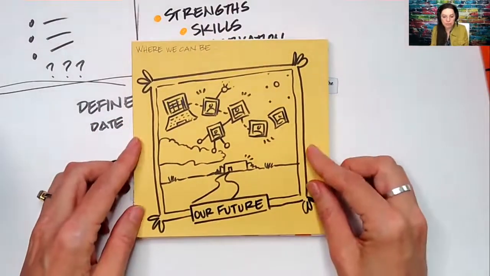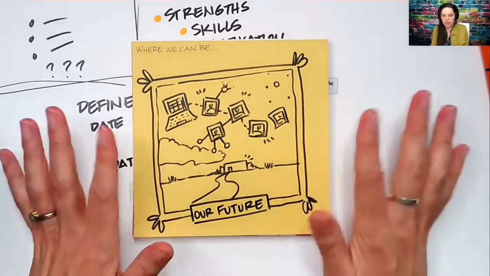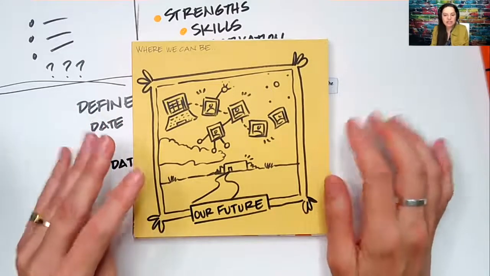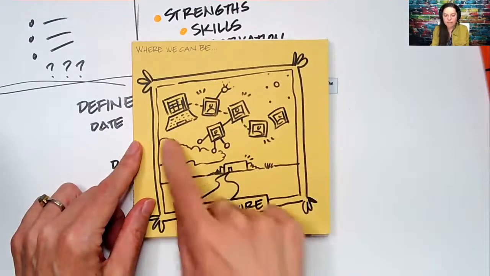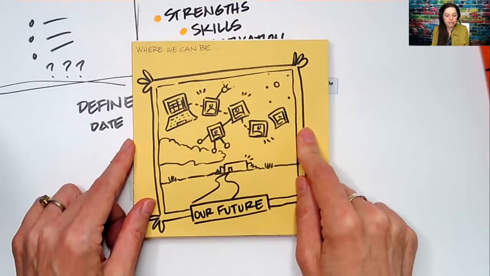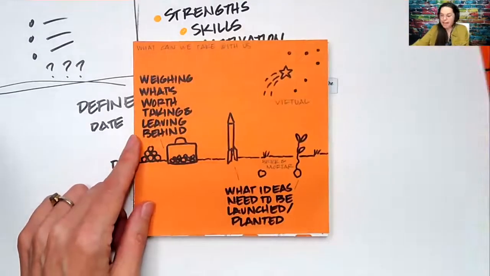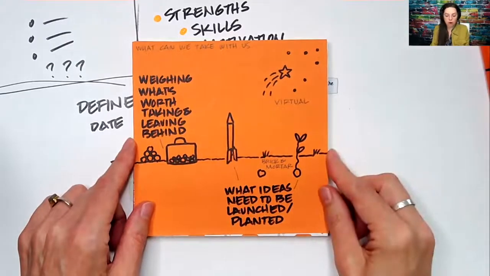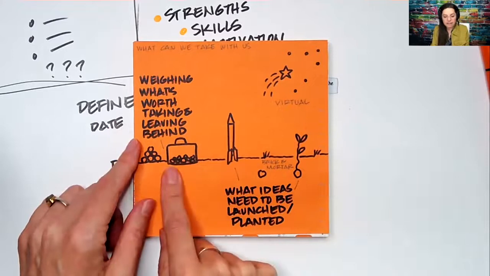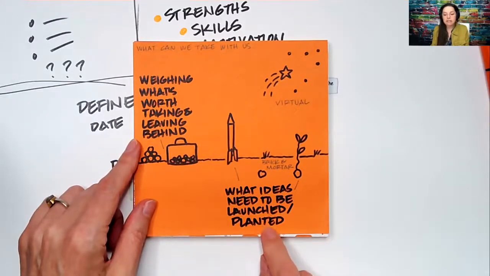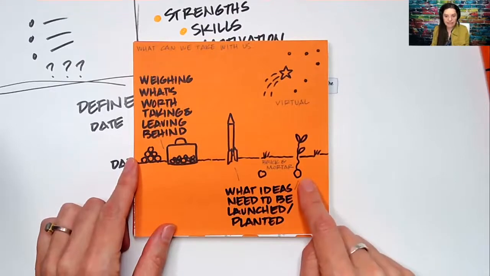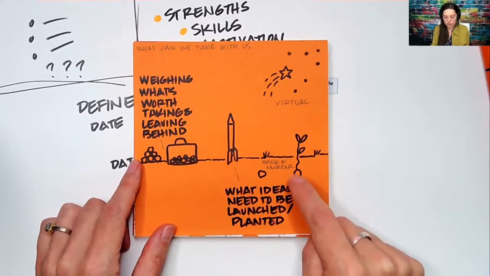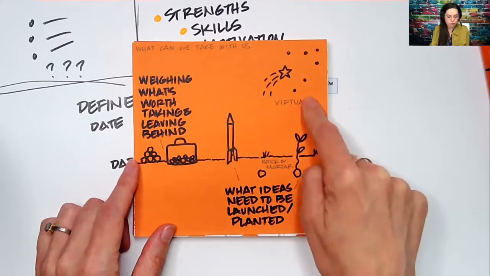Where can we be? And so, without even trying to figure out the how, let's just figure out the what. What is it that we want in the future? And what is that going to look like online or in a digital world? And then we can start to break down, well, what are we going to have to leave behind? And what ideas need to be launched, or ideas need to be planted? And so we're talking now about what's that difference between the brick and mortar and the virtual world?